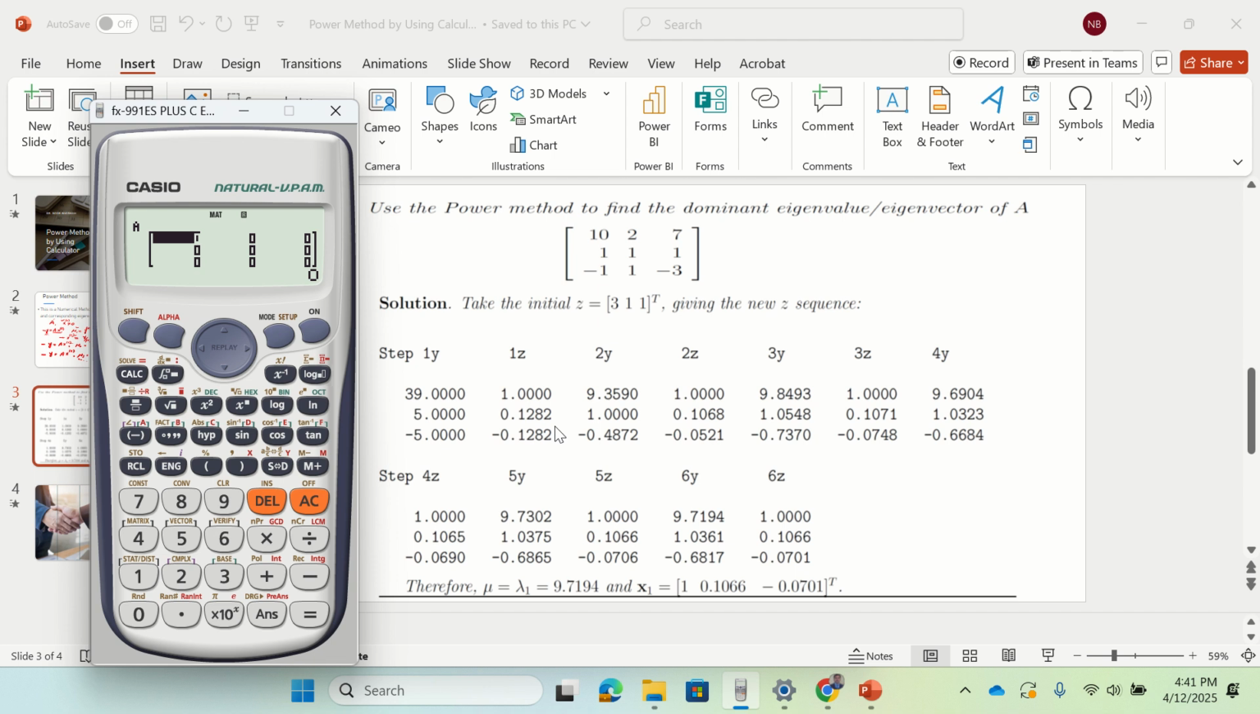Now I'll put the values here. The first value is 10, so I'll just put 10. Then the next is 2, next is 7. Then we have 1, 1, and 1. Then we have minus 1. Then we have 1, and we have minus 3. So we have already input the matrix in the calculator. So just press AC, because this matrix is stored as mat A.